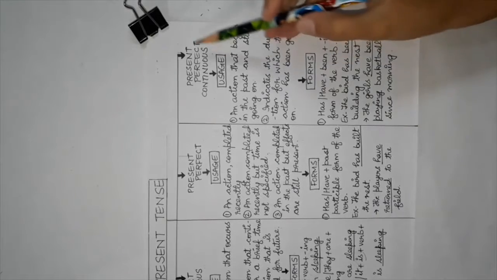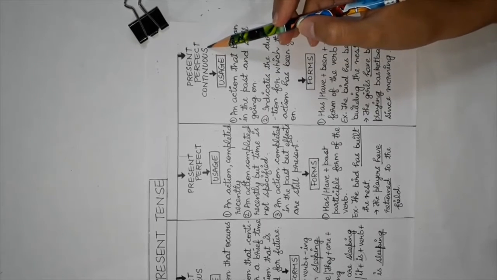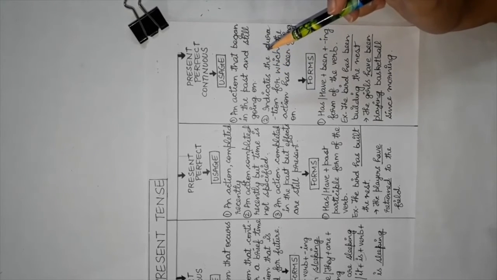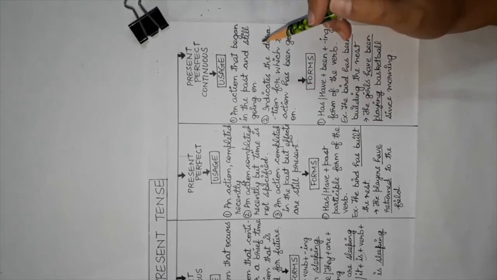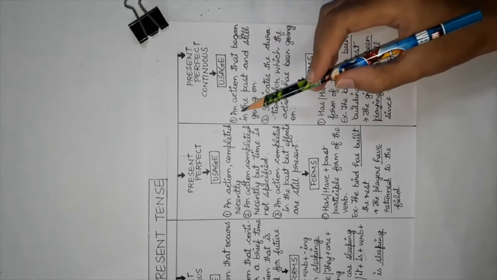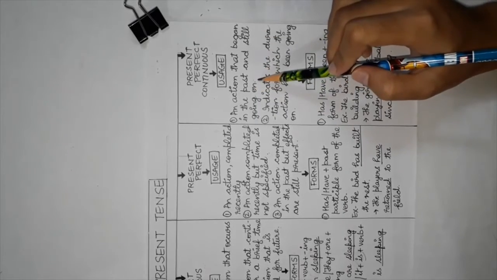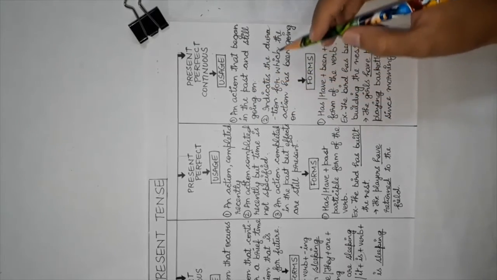Okay, the last form is the present perfect continuous tense. The present perfect continuous tense shows an action that started in the past but is still continuing. It takes the form have and has plus been plus verb plus ing. So let us look at the usage. It is used for an action that began in the past and is still going on. It also indicates the duration for which the action has been going on, for how long.